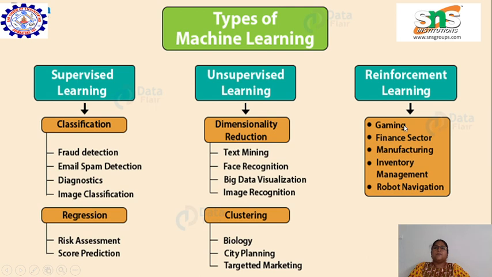In games, we have to learn from experience. For example, we discussed chess, how to guess the next move and learn the best move. In the finance sector, we cannot predict which may go higher or lower, so we learn from experience. Also manufacturing, inventory management, and robot navigation. These are a few examples of the different types of machine learning. The detailed study of supervised, unsupervised, and reinforcement learning I'll explain in the next video. Thank you.